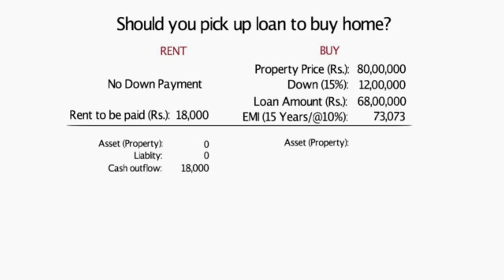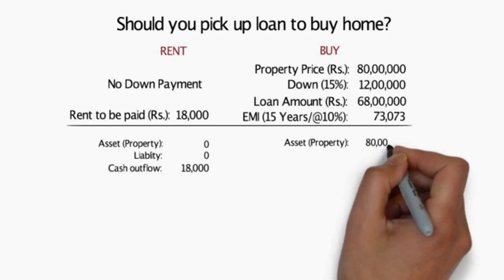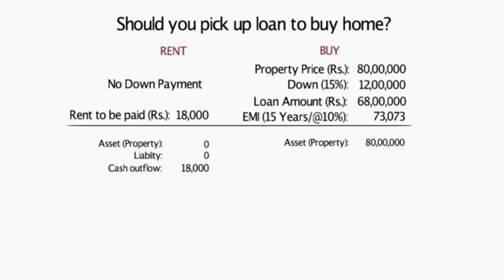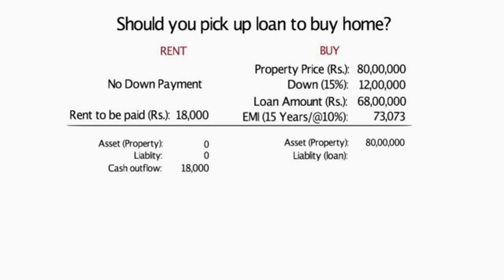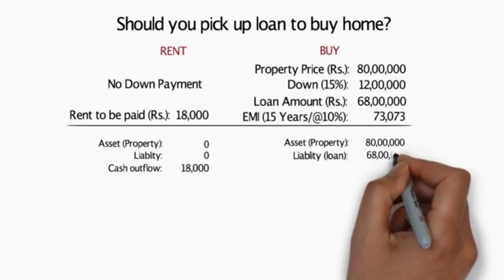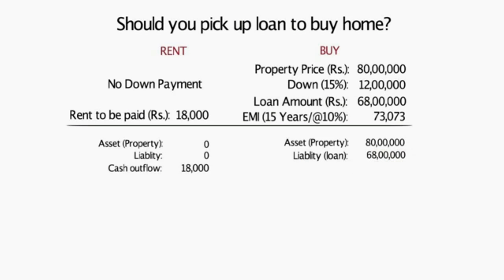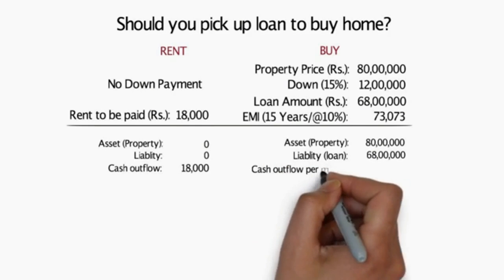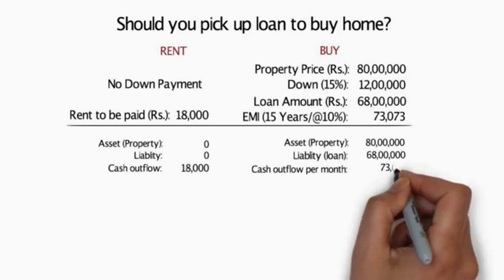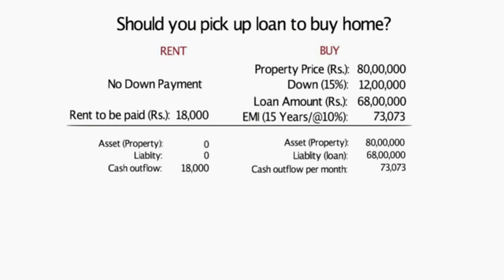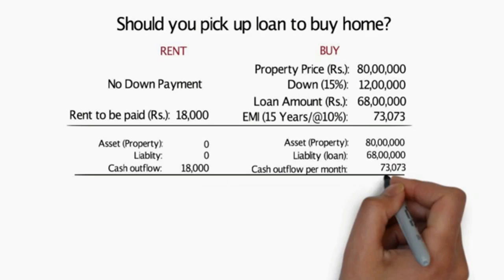On the other hand, in case you bought the property, your asset becomes the property itself, which is worth 80 lakhs. Now, remember that you also picked up a loan against your asset that becomes your liability, which in this case is about 68 lakhs. Now, to pay off the liability, you have picked up a monthly EMI of 73,000. That becomes your cash outflow per month.